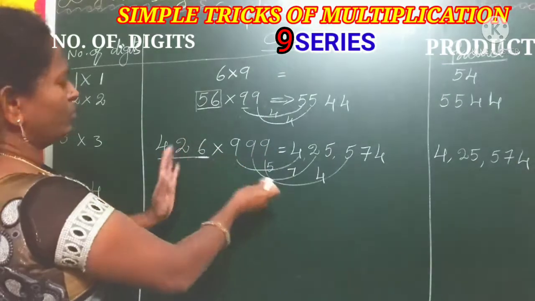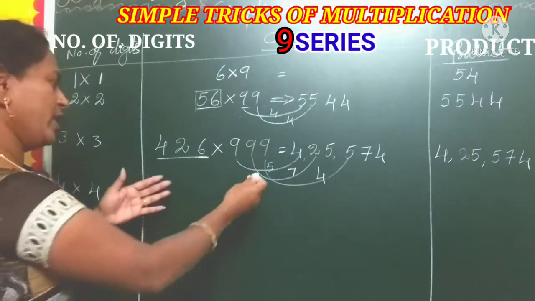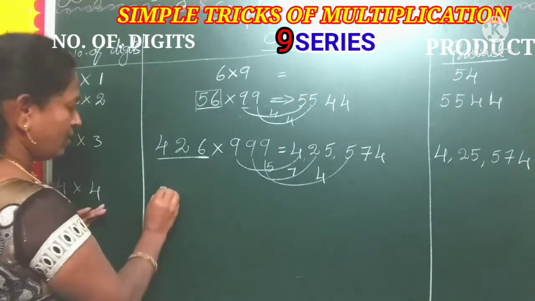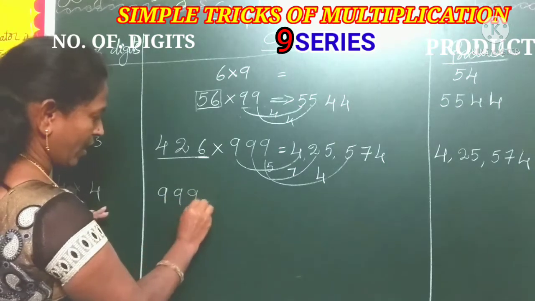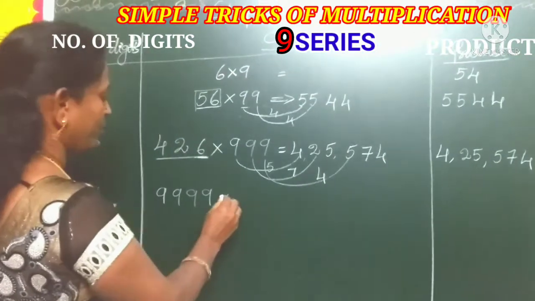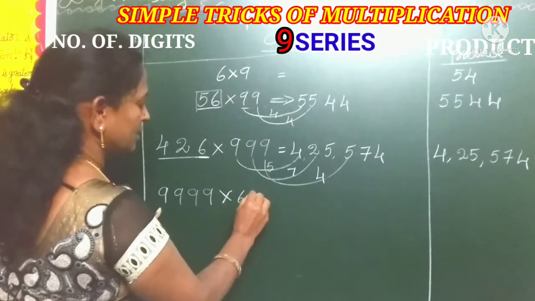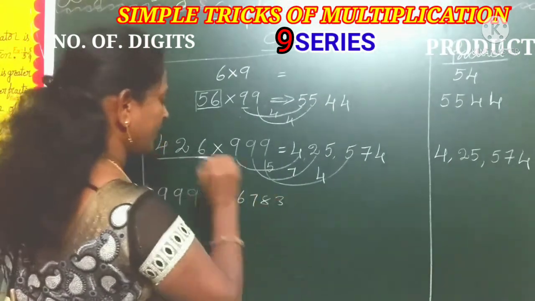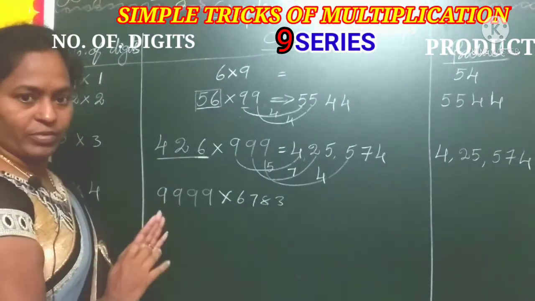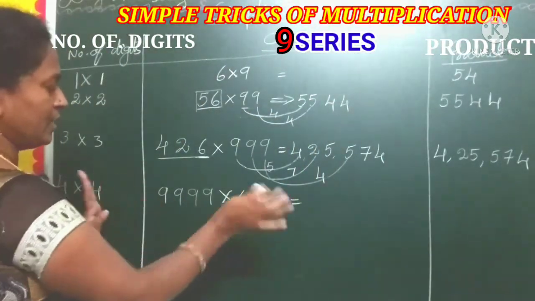See, the place of the nines, the arranging place, is not mandatory. We can write nines on the right side or left side. Here I am writing nines on the left side: 9, 9, 9, 9. 4 into a 4 digit number means 4 nines. And the 4 digit number can be any number, that is your wish. So here I am taking 6, 7, 8 and 3. Here is 4 digits, here also 4 digits. An equal number of digits is mandatory. The first portion, arranging, is also completed.